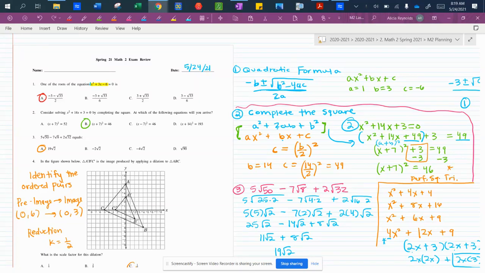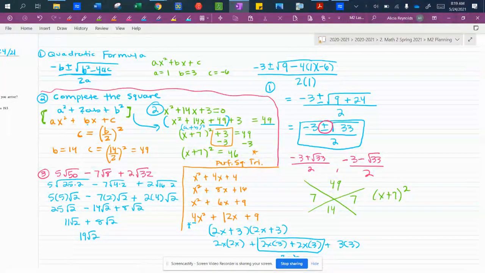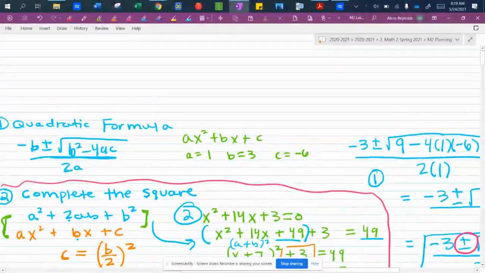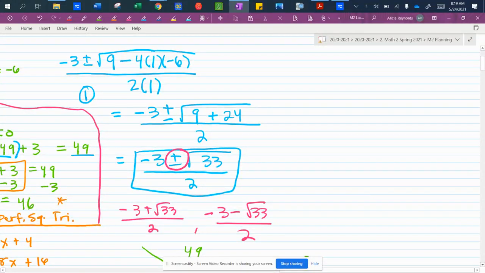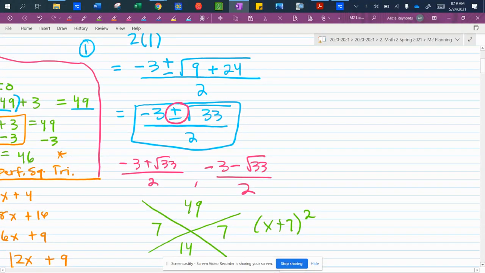Today is Monday, May 24th, and this is the last day of first period class for Math 2, and we are going over our final exam review. For number 1, we did the quadratic formula, which we have over here off to the side. We have to identify what A, B, and C are, and then plug them in to simplify our equation. We have to understand that in our final answer, the -3 out front is not going to change signs. It's the square root that's going to change signs.